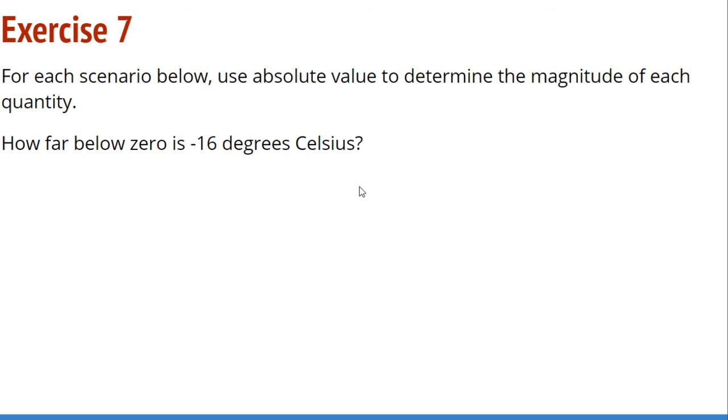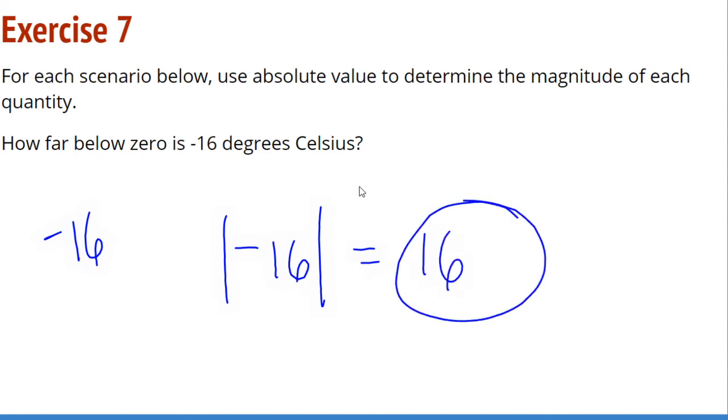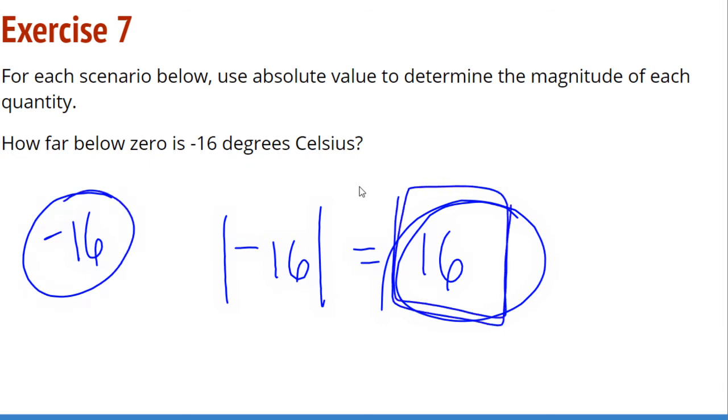Exercise 7. How far below zero is -16 degrees Celsius? The integer that we would write is -16, but we don't say that we are -16 degrees below zero. What we would say is that we are 16 degrees below zero. We would use the absolute value to describe the magnitude. We aren't -16 below zero. We are 16 degrees below zero, which could be represented with a -16, or we can use the magnitude as part of our statement.